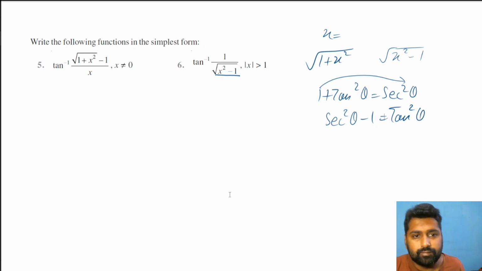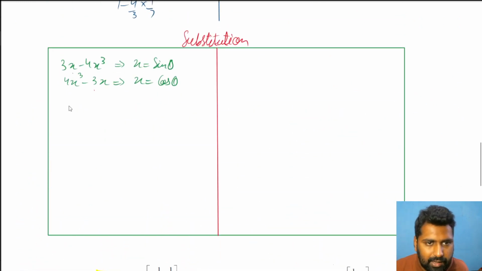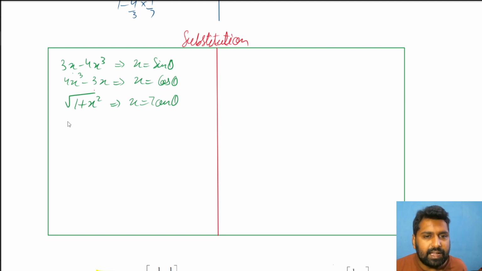Now let me just put it in the table. If you have square root of 1 plus x square, x is tan theta. Sometimes you can have a variation, I'll talk about the variation also. For x square minus 1, you have sec theta, since sec square theta minus 1 is tan square.